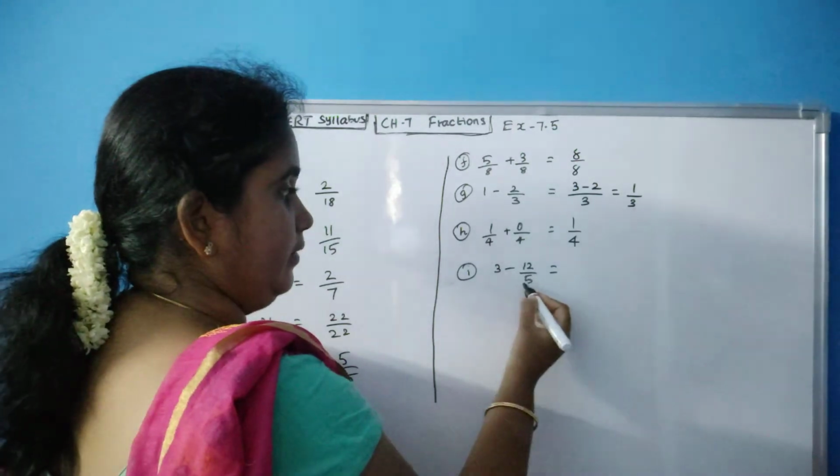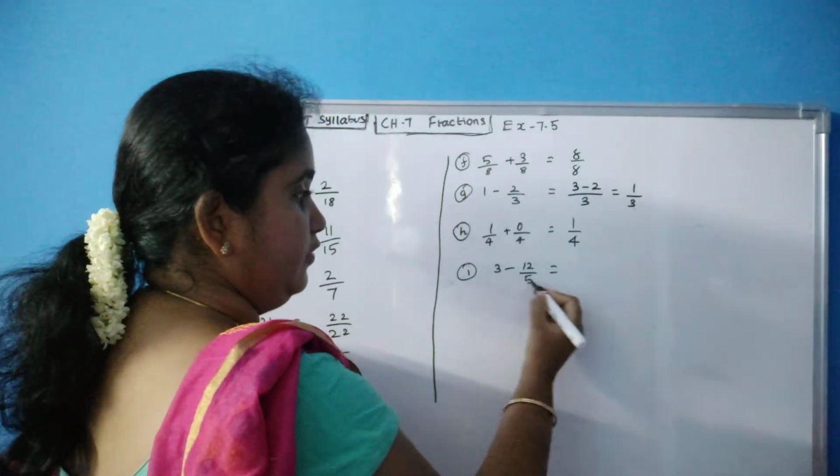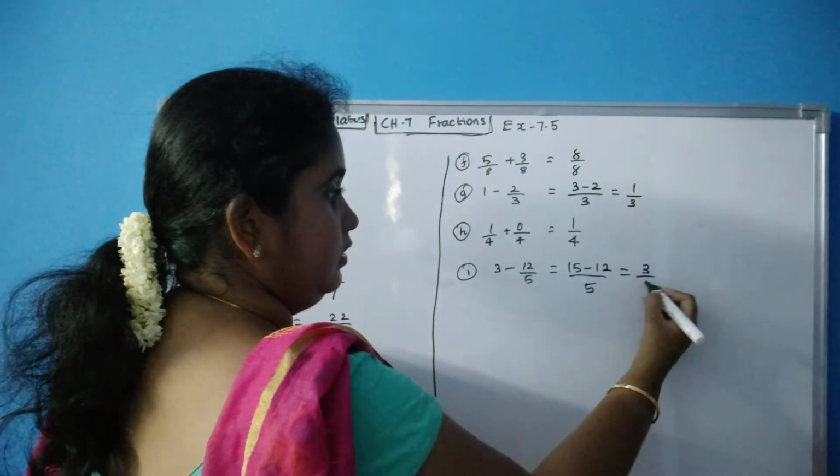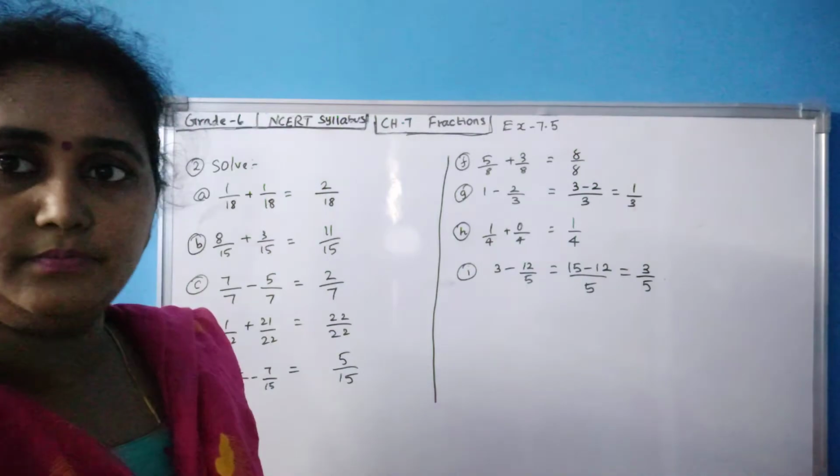3 minus 12 by 15. Multiply 3 with 15. Sorry, 3 with 5. You will get 15. 15 minus 12 by 5. 15 minus 12 is 3. So 3 by 5 is your answer.